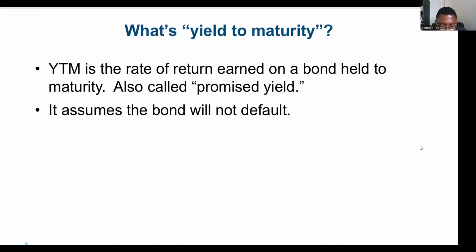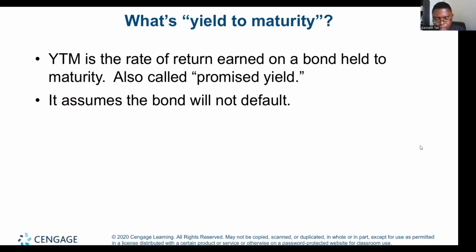What's yield to maturity? Yield to maturity is the rate of return earned on the bond held at maturity, also called the promised yield. So it's that rate of return that you are going to earn if you hold a bond till maturity. It assumes the bond will not default.